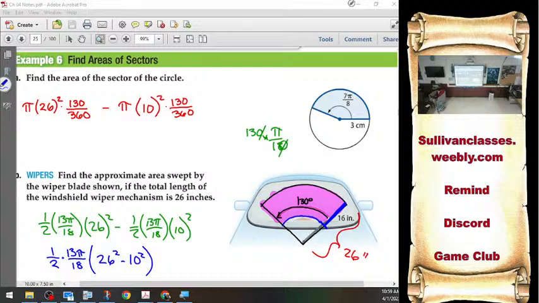288 over 18. Keep going. 144 over 4, keep going. 72 over 2, keep going. Oh wow, that's divisible. Yeah. 36 over 13, 360, 108, 208 pi. Yep. Right? Yep.